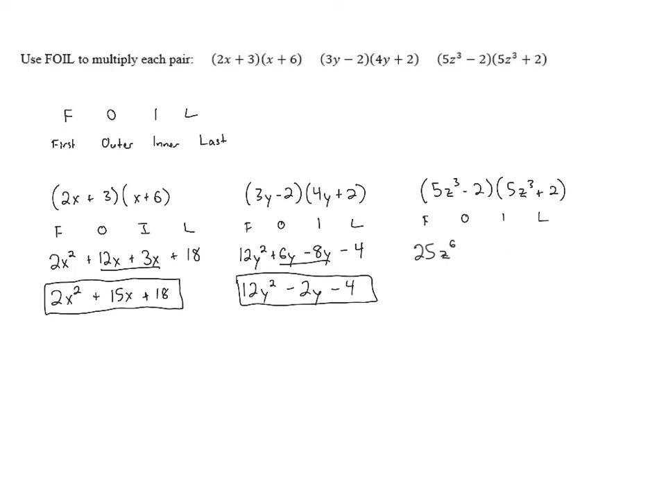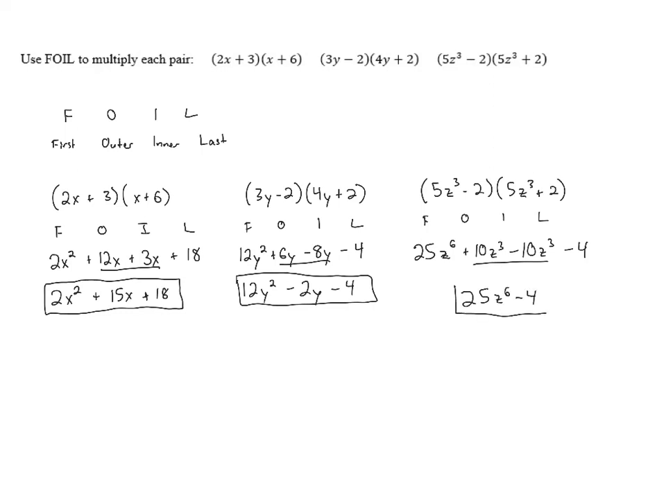For the outer terms, we've got 5z cubed times 2. That gives us 10z cubed. For the inner terms, we've got negative 2 times 5z cubed. That's negative 10z cubed. And for the last terms, negative 2 times 2 gives us negative 4. If we combine the like terms in the middle, we see that they actually cancel out. 10z cubed minus 10z cubed gives us no z cubed, and so we're left with 25z to the 6th minus 4.